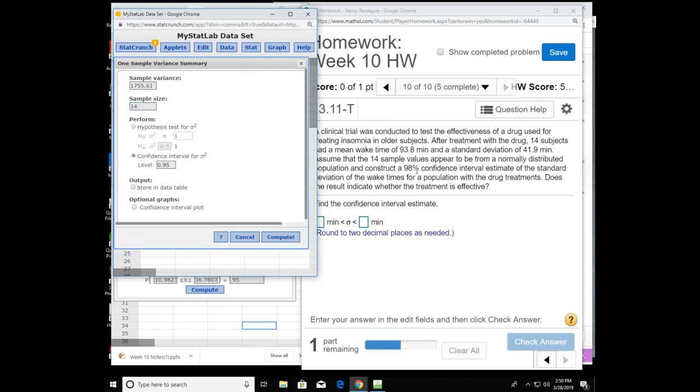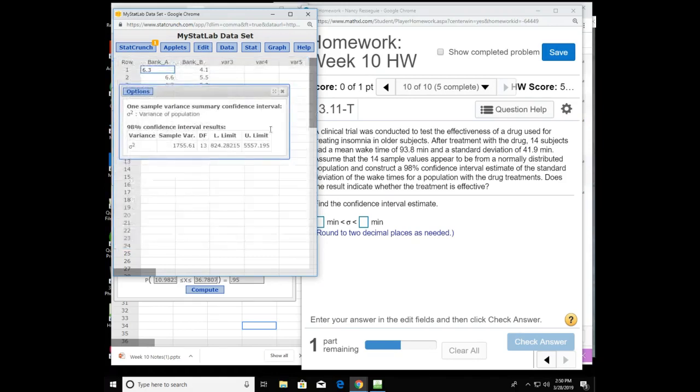And then I want a confidence interval, and it's going to tell you the confidence level. Mine is 98%. So I'm going to check confidence interval, put in my confidence level, and then do compute. And then for my answers, I'm going to have to take the square roots of both of those numbers.